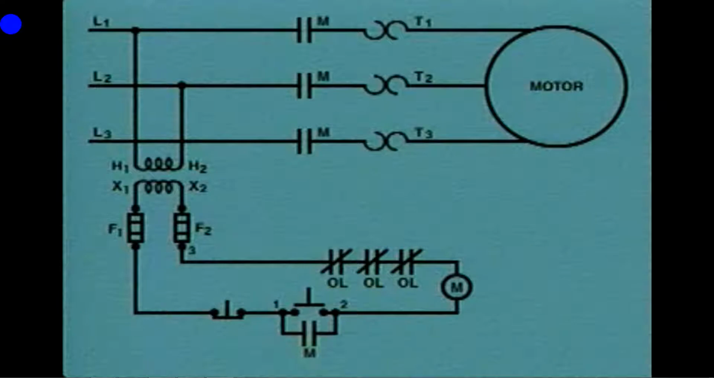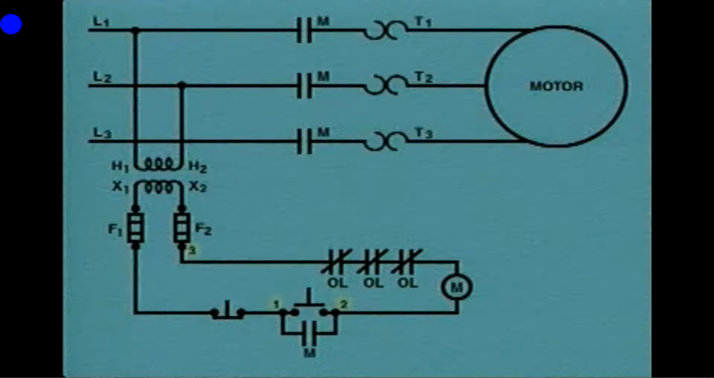The start button has maintaining contacts labeled M. The maintaining contacts are auxiliary contacts operated by the M coil, which is also in the control circuit. All of the contacts labeled M are operated by the M coil.